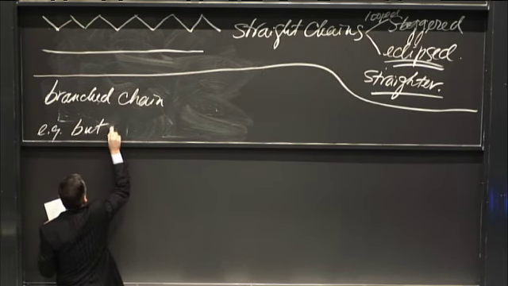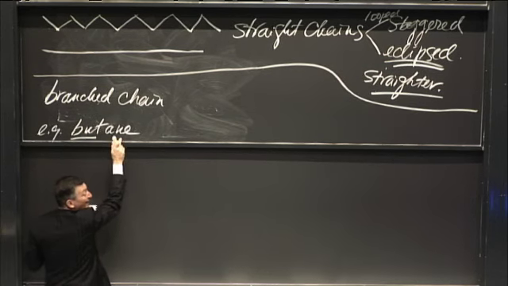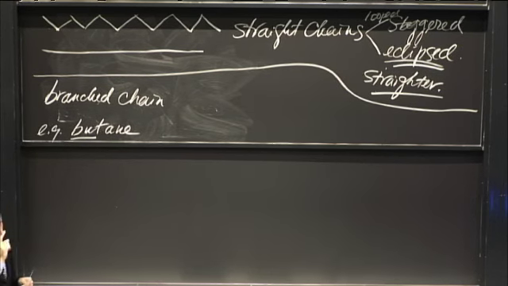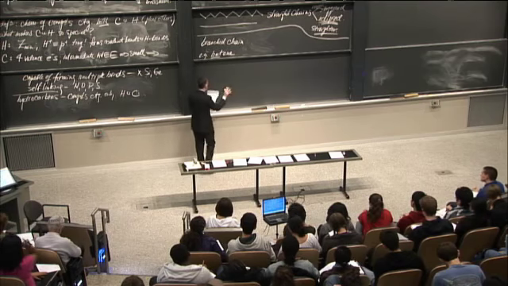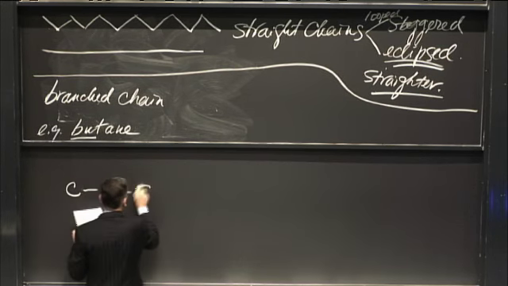Butane. So you know BUT is 4. That means 4 carbons, and A means sp3 hybridized. So that's it. Now I'm going to write this. Here's butane, C, C, C, C.